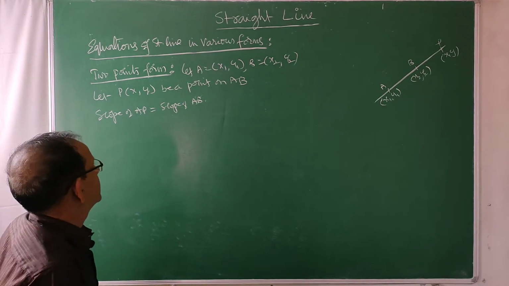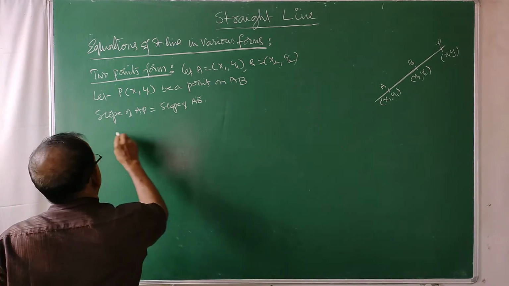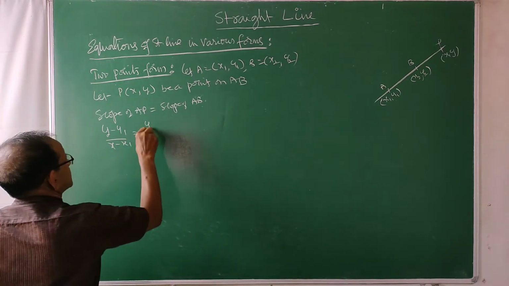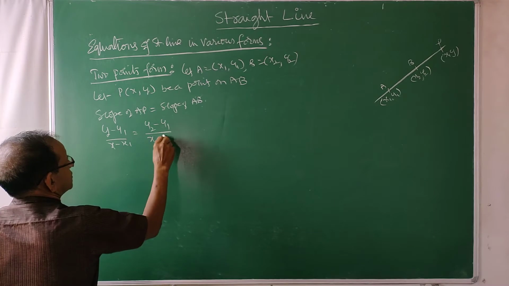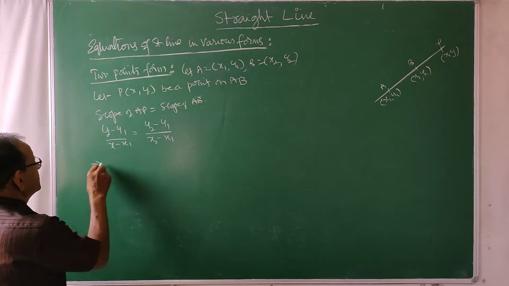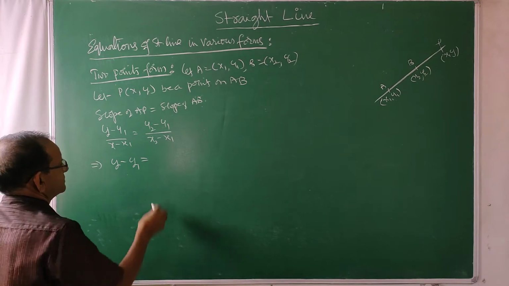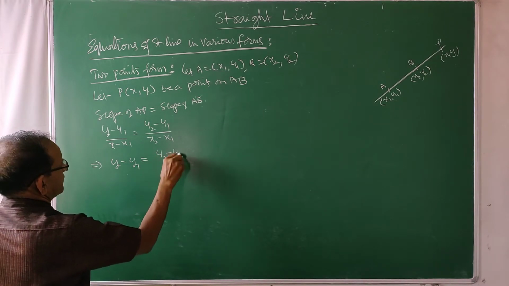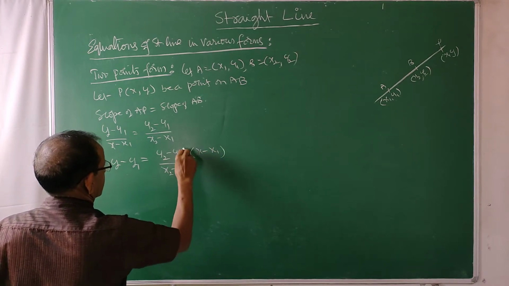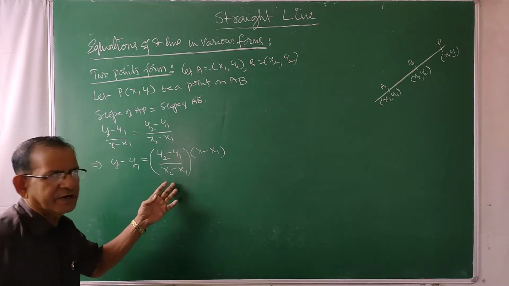What is the slope of AP? Difference of y coordinates by difference of x coordinates: (y minus y1) by (x minus x1) equal to slope of AB, that is (y2 minus y1) by (x2 minus x1). Now take cross multiplication, that implies y minus y1 is equal to (y2 minus y1) by (x2 minus x1) into (x minus x1). So you can consider this as the equation of AB. This is called the two points form.